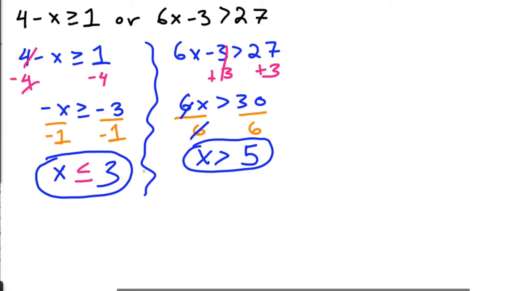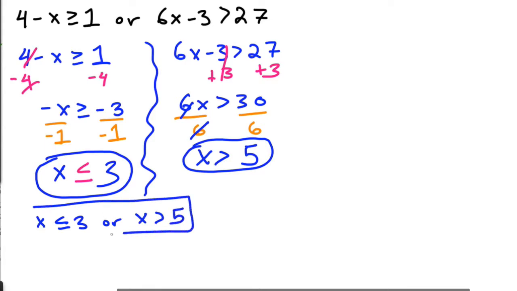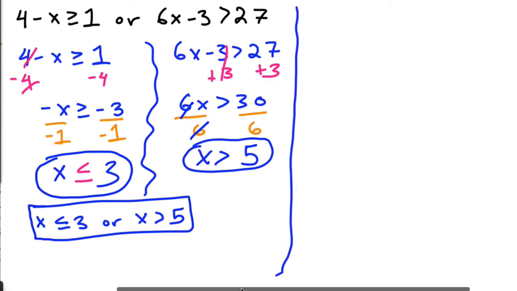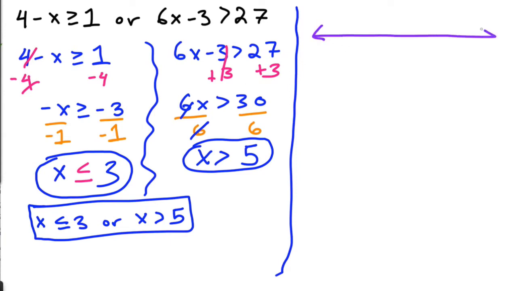Now, so my solution is that x is less than or equal to 3, or x is greater than 5. So this is using the inequalities. And now I need to write it in graphical notation and in interval notation. So let's do those one by one. So let's say I put up the graphical notation first.